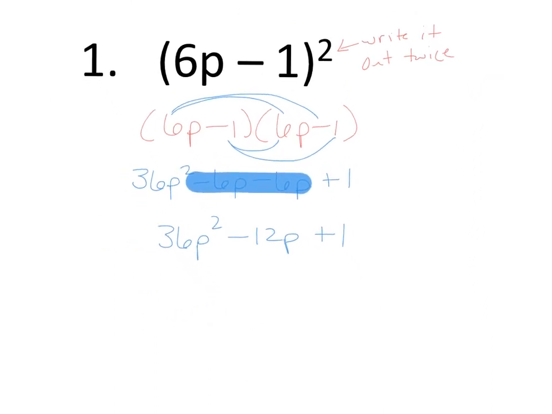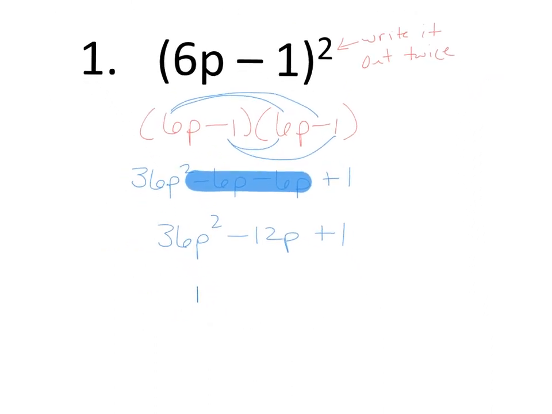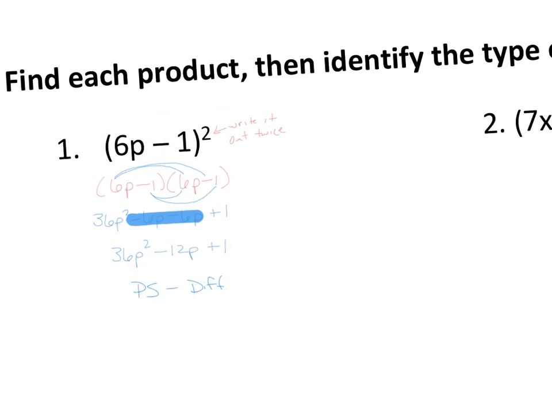Okay, and then since it's told us to identify which it is, this would be a perfect square, so I'm just going to put PS for perfect square. And since it's subtraction, it's difference. Okay? All right, let's look at example number 2.